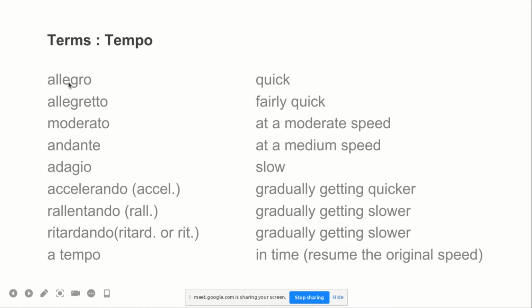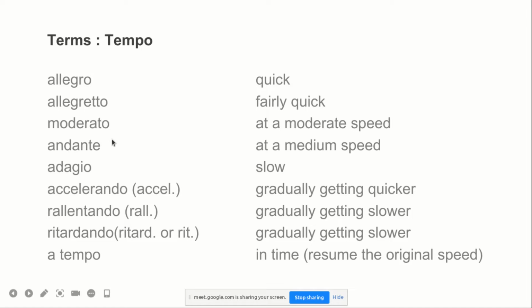So we have allegro. Allegro means quick. And then when you add etto to allegro, it becomes allegretto, and it means fairly quick. Fairly quick, not quick per se, fairly quick. And then we have moderato. Like the name itself suggests, it means at a moderate speed. Don't forget that. At a moderate speed.